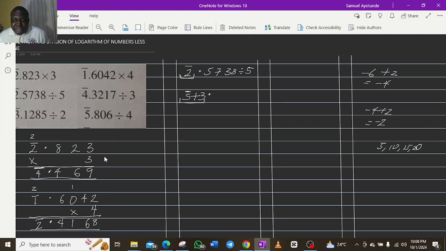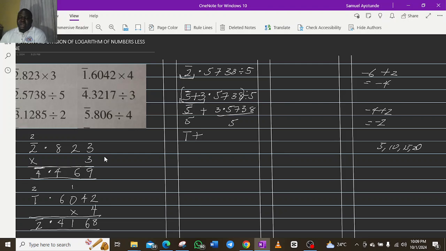So 5 bar plus 3.5738. Then all of this will be divided by 5. Or we can write it like this: 5 bar over 5, then plus 3.5738, all divided by 5. So this is what we are dividing. 5 bar divided by 5 will be 1 bar, plus 3.5738 divided by 5.